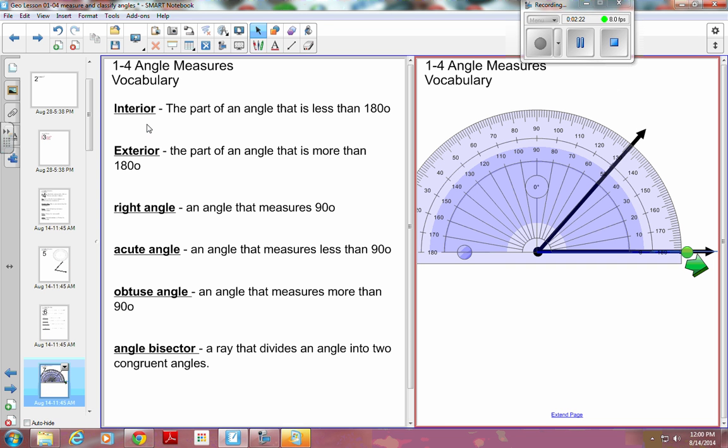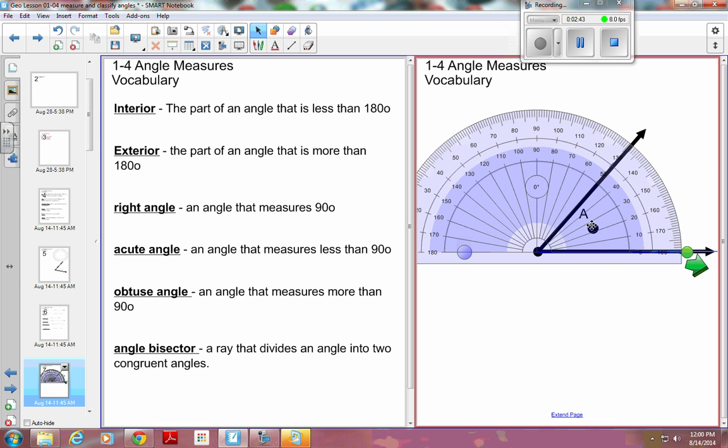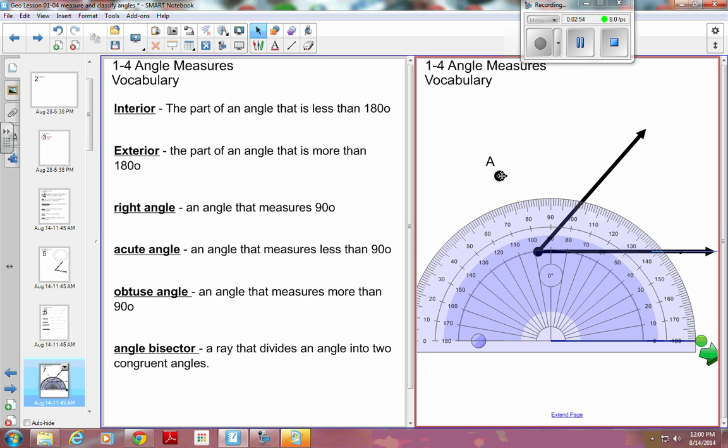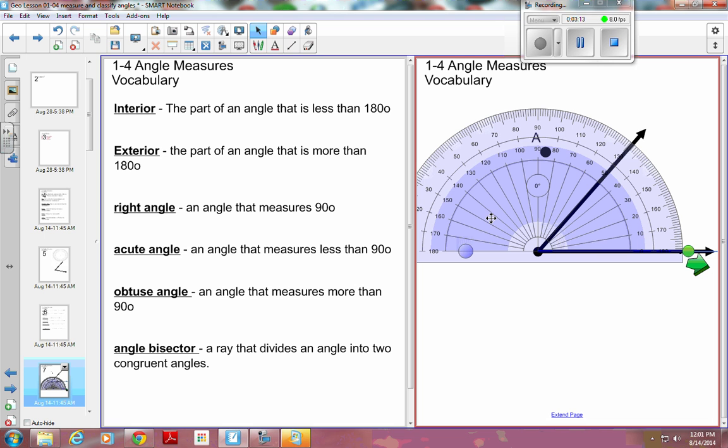The next part, interior. The interior is the part less than 180. So if I had a point A right here, let's make it a point. There's my point A. Connect those. Point A is now in the interior. All of that is interior. Out here would be the exterior of the angle. Over here would be the exterior. Interior, inside. Exterior, outside. Okay, we've covered inside and outside, interior and exterior.